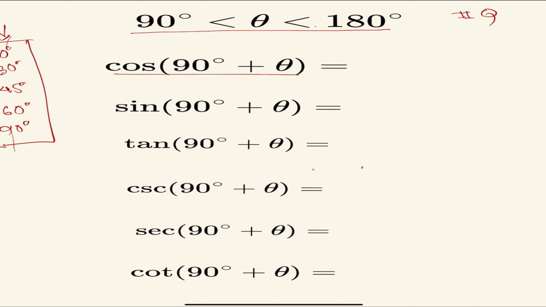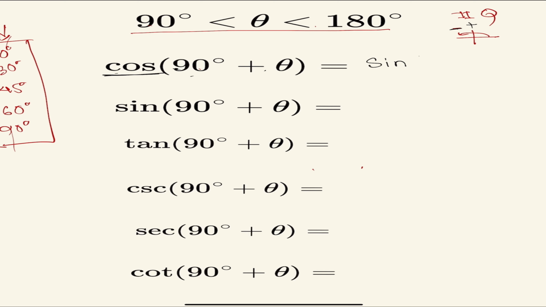In the second quadrant, what happens? Cosine of 90 degrees plus theta. What is true in the second quadrant? The X value is negative, and the Y value is positive. The X value is our cosine function, right? So cosine is always going to be negative. And whenever we have 90 degrees, we have to change the function. So cosine of 90 degrees plus theta is going to change, so cosine is going to be sine.